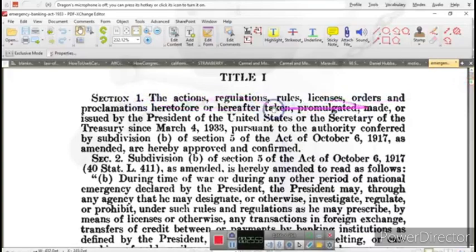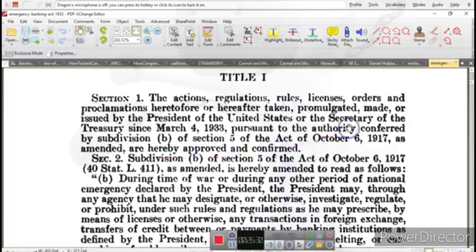Okay, now notice what it says. This action regulates rules, license, orders, and proclamations heretofore and hereafter taken, promulgated, or made and issued by the President of the United States or the Secretary of the Treasury. Excuse me? A proclamation issued by the Secretary of the Treasury? What the? Wait, hold on. How can a Secretary of the Treasury issue a proclamation that would be binding on everybody else? Pursuant to the authority conferred by Subdivision B of Section 5 of the Act of October 6, 1917, the Trading with the Enemy Act, as amended, are hereby approved and confirmed.